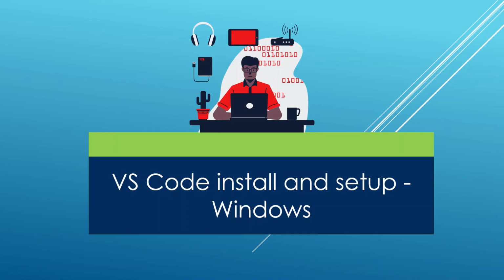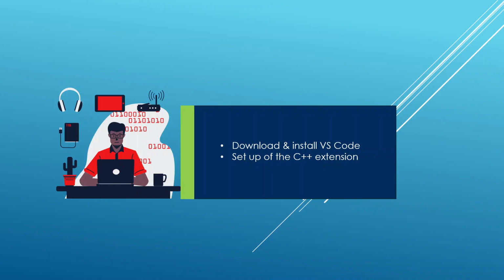In this video, we're going to see how to install and set up Visual Studio Code to run and work on your Windows machine. We will do two things mainly. We will install Visual Studio Code so that it can run on your Windows machine. After that, we will set up the C++ extension to allow you to process C++ code from Visual Studio Code, and that's going to be really cool.